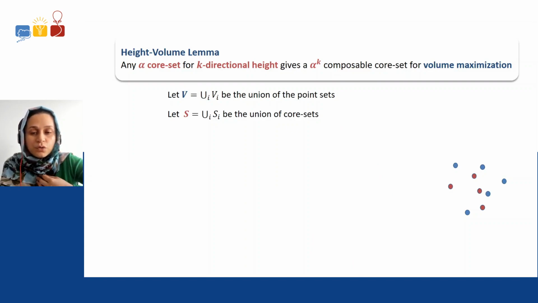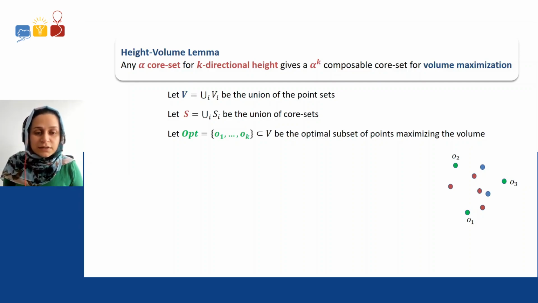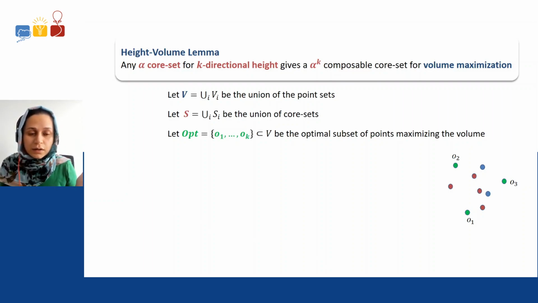So what we want to show is that basically these red points contain a solution that has large volume as well. Okay, so for that, let's take a look at the optimal solution. So these are the set of k points from the original point set that have the maximum volume. So the green points are a subset of size k from all the points that have the maximum volume. And now I want to show that the red points also have a subset of size k whose volume is comparable to the green ones.